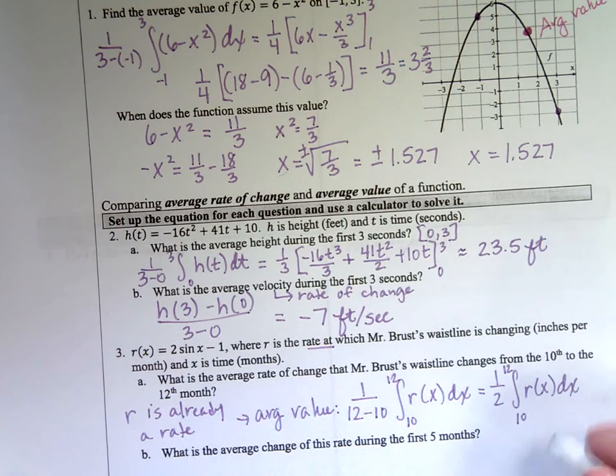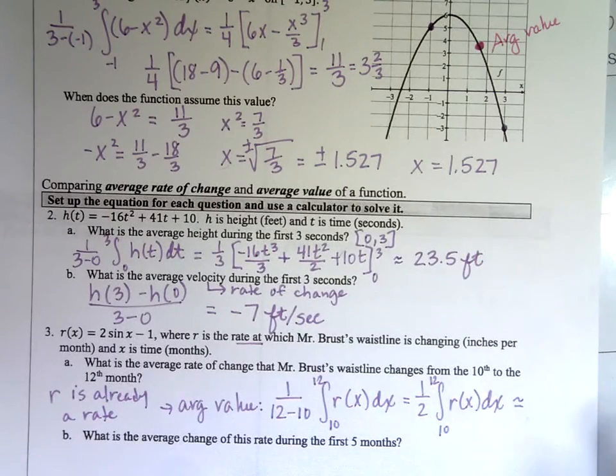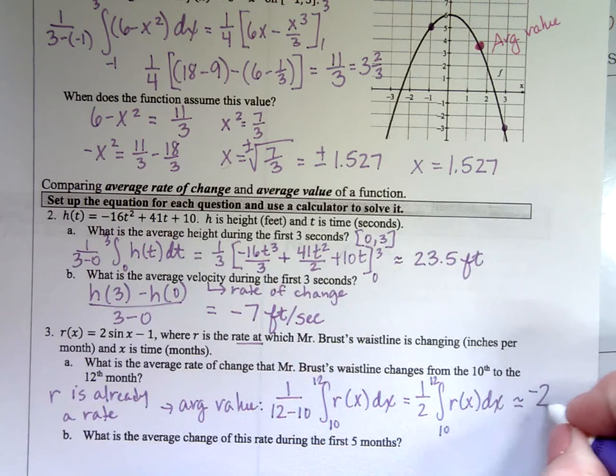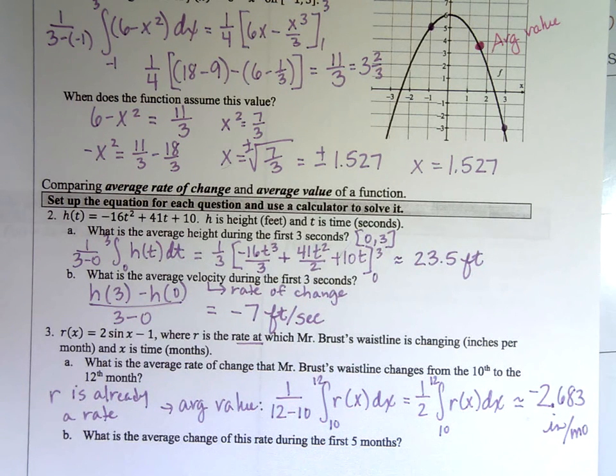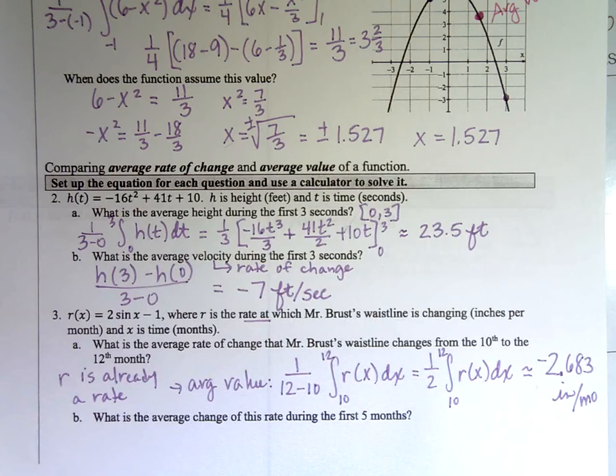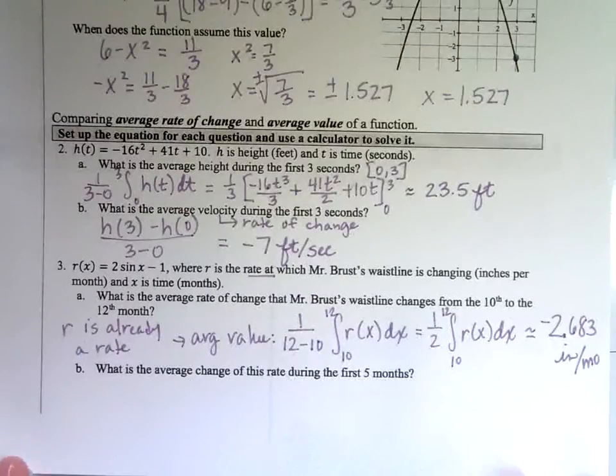Totally calculator. Toss it in the calc. And when I toss it in the calc, I get out a value of -2.683, and that is inches per month. He's losing lots of inches. I like that. And by the way, if this is confusing to you, maybe the curriculum video might explain it a little bit better. So don't hesitate to go and listen to that portion, at least, of the curriculum video.